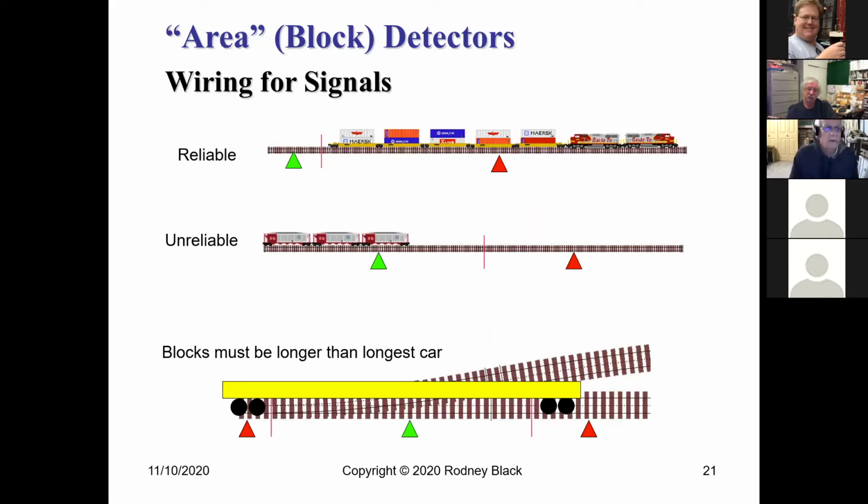Again, these tend to be electrical detectors. Again, you want reliability. Up in the corner here, if there's nothing in the block, you want the detector to say there's nothing there, and if there is, you want the detector to find it. It's unreliable if you don't detect cars where they are. It's unreliable if you get false detections. Now, unlike the point detector, your blocks must be longer than your longest car, or actually, to be more specific, longer than the longest distance between two detecting wheel sets. If it's not, then you get a dropout in the detection.